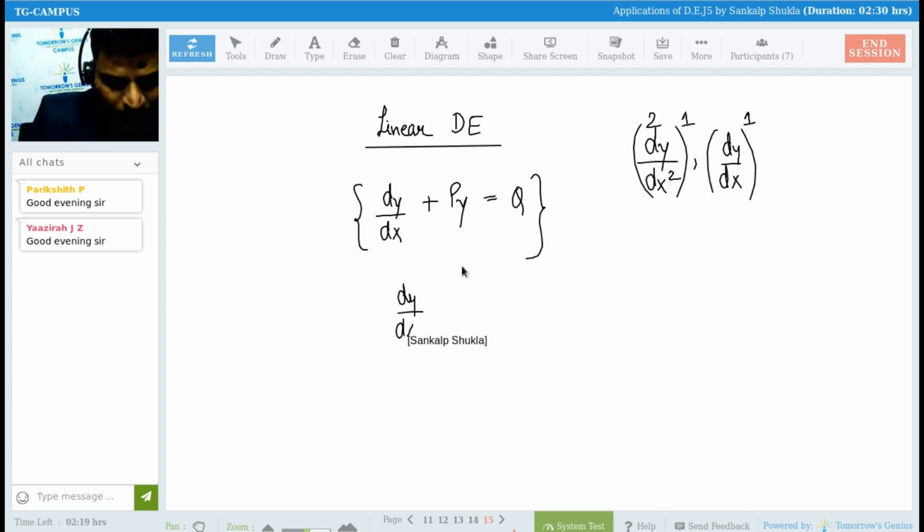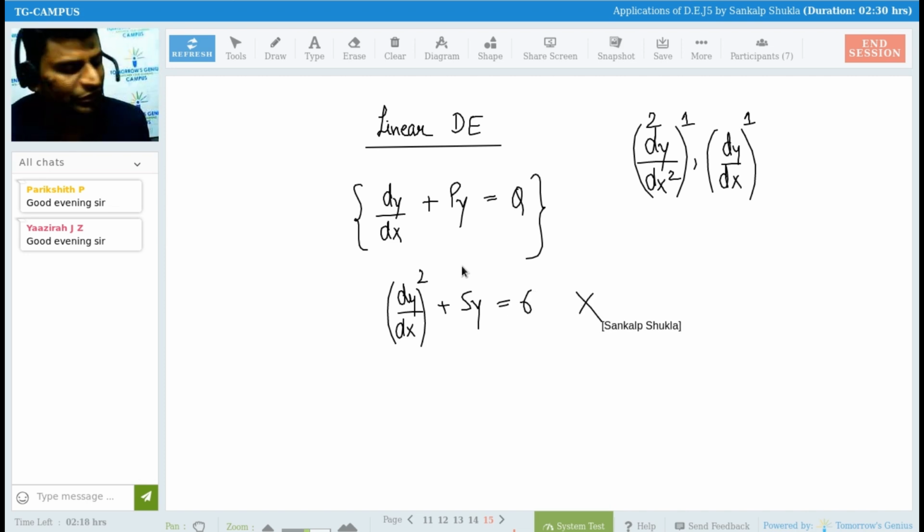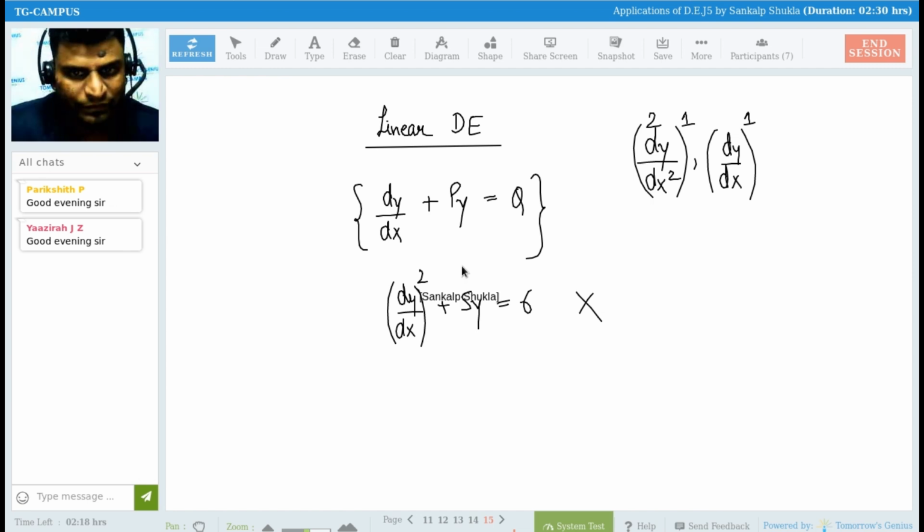For example, I just write dy by dx whole square plus 5y is equal to 6. This is not a linear differential equation. Why? Because dy by dx has its power as 2. So the very first thing is to identify the linear differential equation. There are 2 points for that. The first point is any differential element should not have power more than 1.